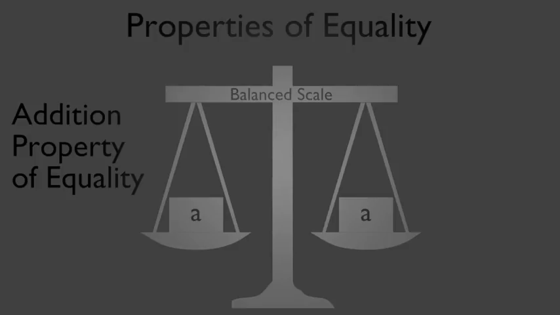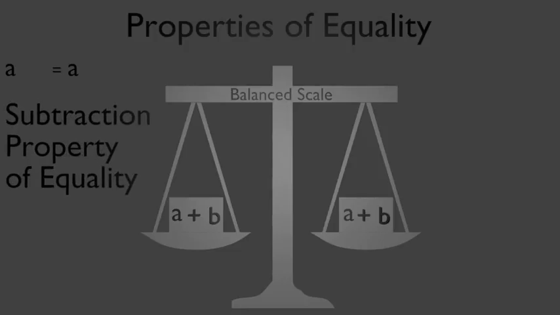The addition property of equality says if we start with the same equation, A equals A, and then add the same value to both sides of the equation, in this case B, then it's the same values. We've just increased both of them by the same amount. So if we take both sides of the scale and add B to each, they still remain balanced.